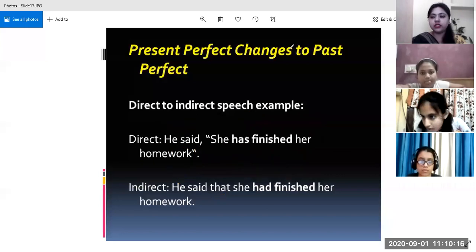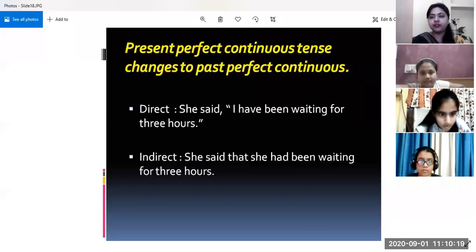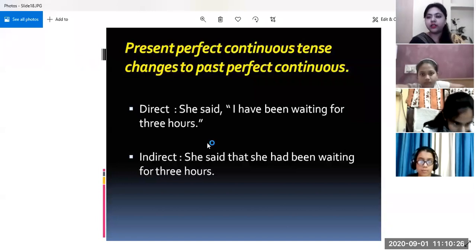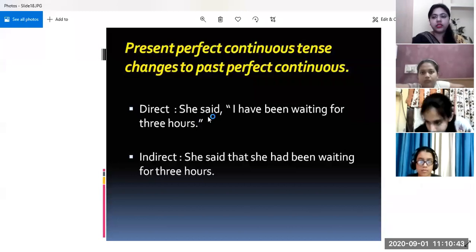And moving on to the last part, present perfect continuous tense. Present perfect continuous tense changes into past perfect continuous tense. It is very easy. All the kinds of present tense get changed into all the kinds of past tense. No other application of logic or anything else. You just have to blindly change it into the corresponding past tense.